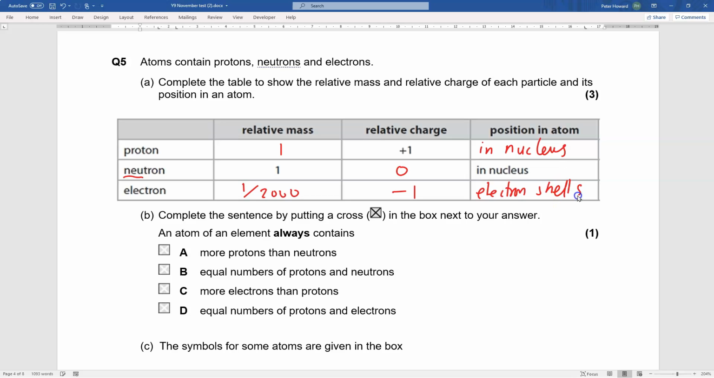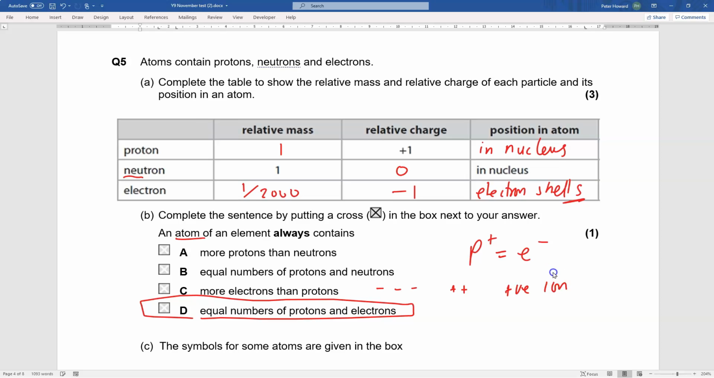Now, it's got to be shells plural, because otherwise it might suggest that all the electrons are going in one shell. Now, atoms. An atom of an element. Again, we've written quite a few times that the number of protons is equal to the number of electrons. So equal numbers of protons and electrons. If we had more, say, negative charge and positive charge, this would be a positive ion. We have equal numbers of protons and neutrons, so this has no particular term. If we have more protons and neutrons, again, there's no term used for that.